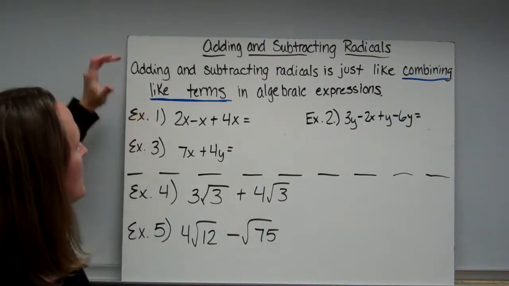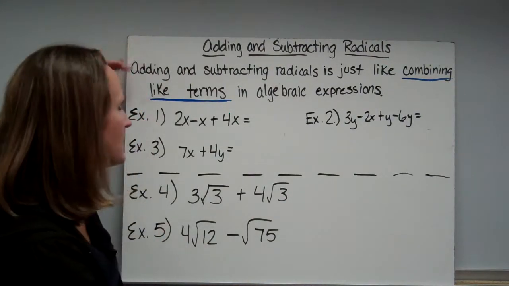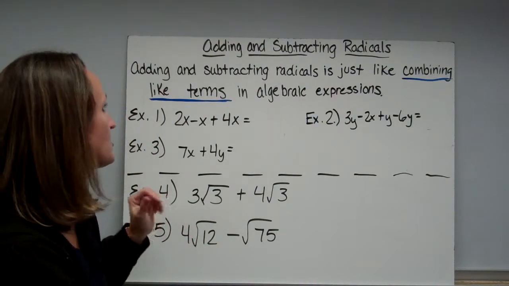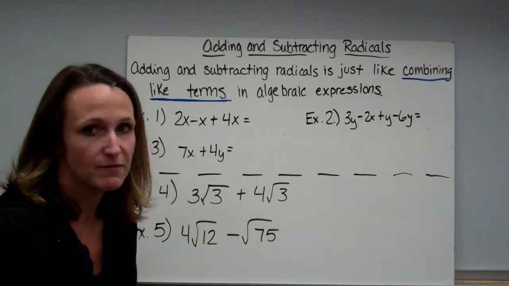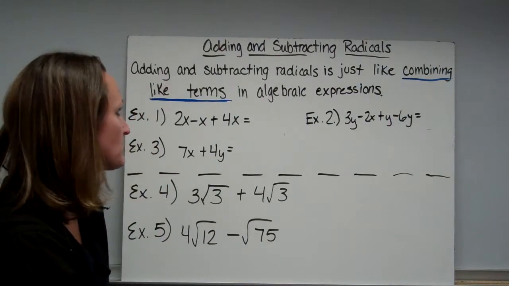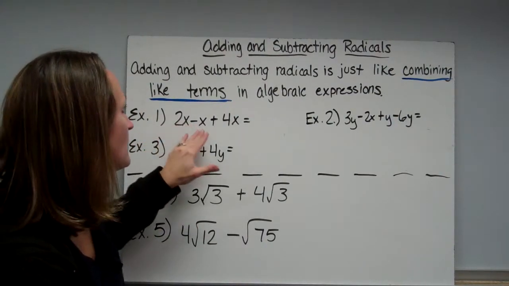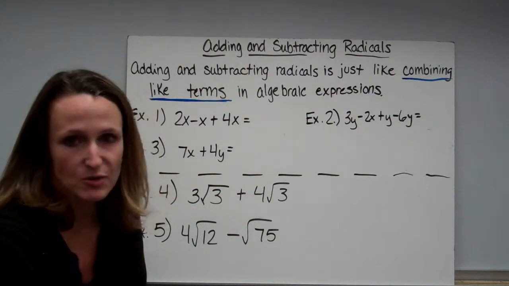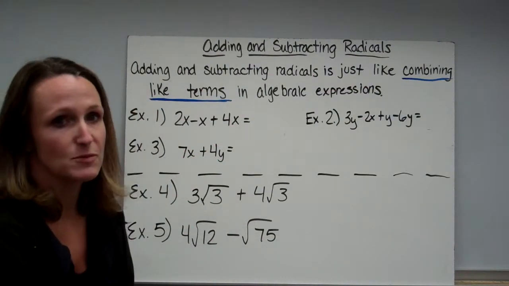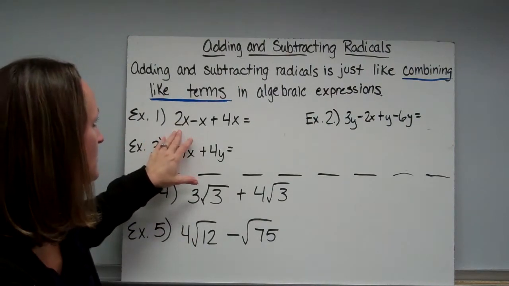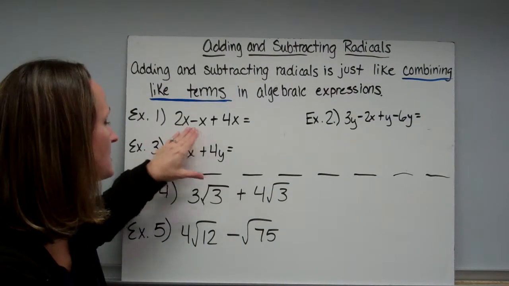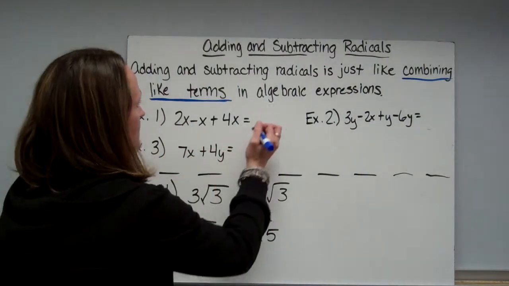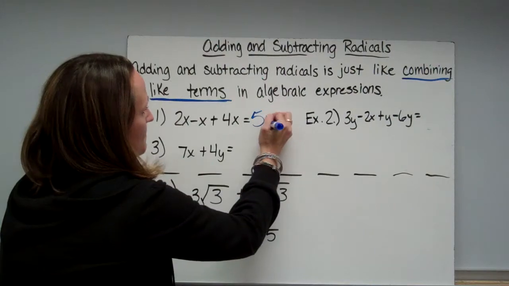Okay, so adding and subtracting radicals is just like combining like terms that you've done with algebraic expressions. So let's combine a few like terms from algebraic expressions just to refresh your memories. Remember, combining like terms, you have to have the same variables or lack of variables, whatever the case may be. So in this case, for example 1, 2x minus x is going to leave us with just 1x, and then plus 4x, this would give us 5x.